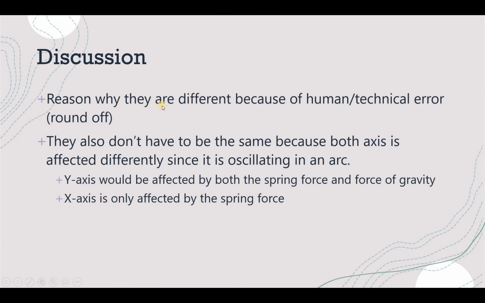An additional reason why they are different could be human or technical errors such as round-off error. And they also don't have to be the same because both axes are affected differently since it's oscillating in an arc. The y-axis could be affected by both the spring force and the force of gravity, and the x-axis is only affected by the spring force.